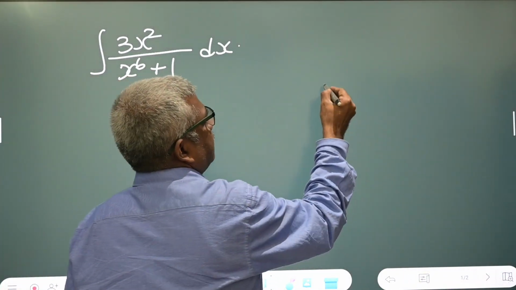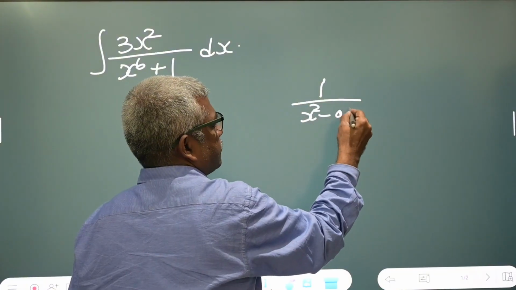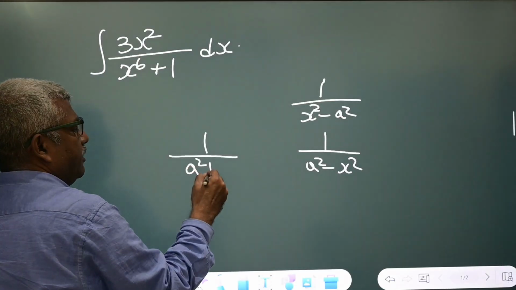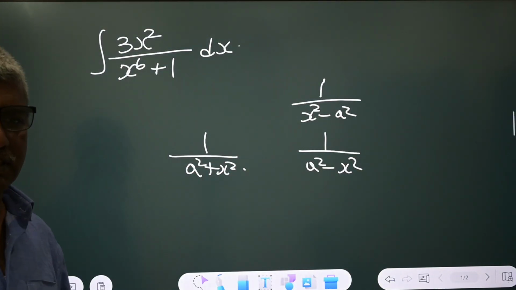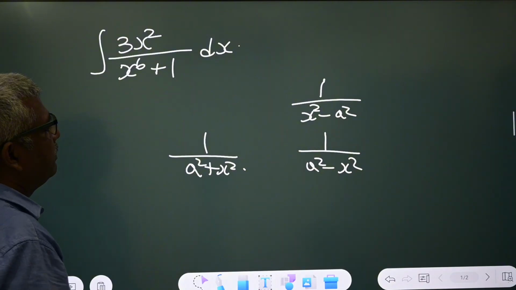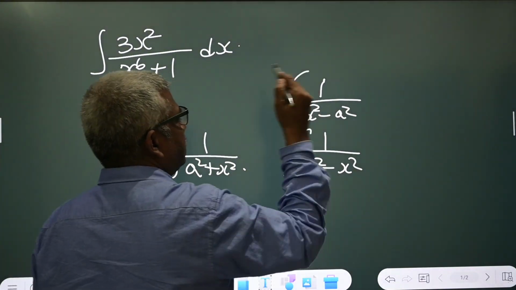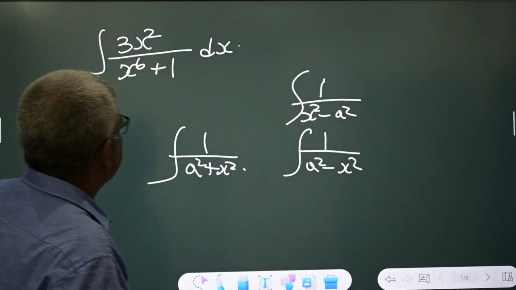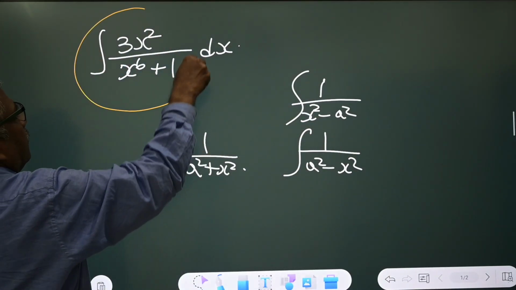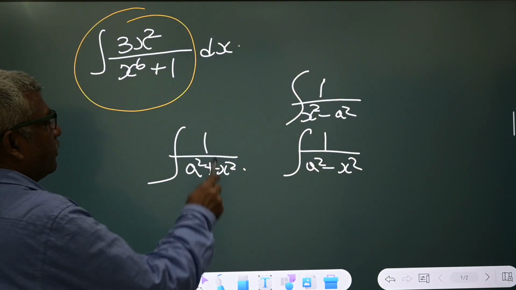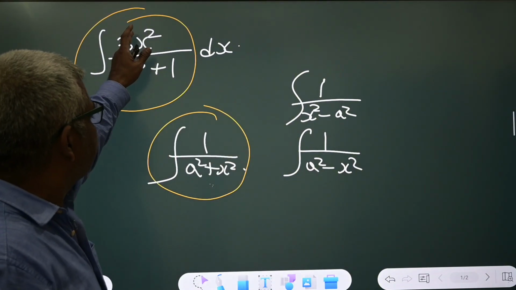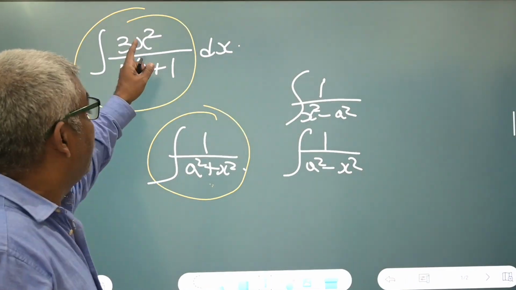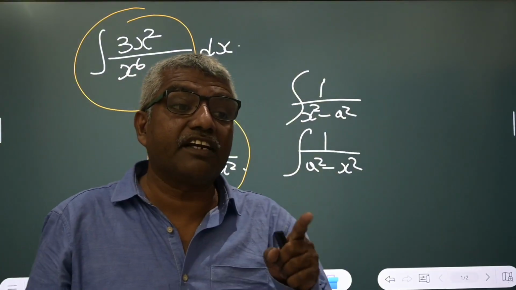Okay. Tell me the 3 formulas. Actually, we have 6 formulas: 1 by x squared minus a squared, 1 by a squared minus x squared, 1 by a squared plus x squared. Yes, these 3 formulas we are having. Now, this is in which format? This question is in that format. But what is the difference between this and this? About the denominator's power. And another one you didn't tell: the numerator is 3x squared.